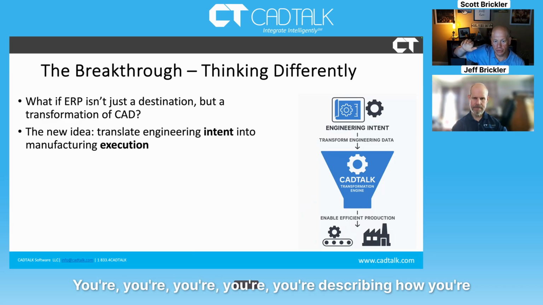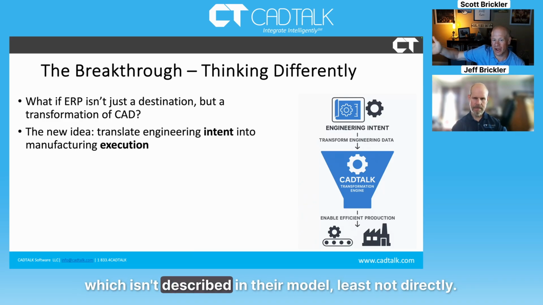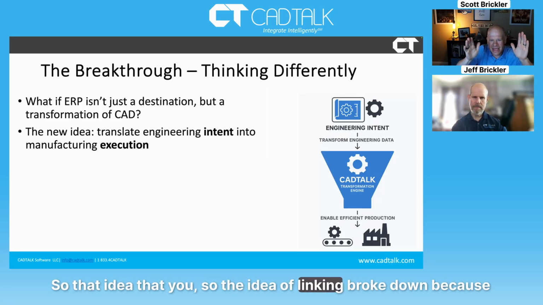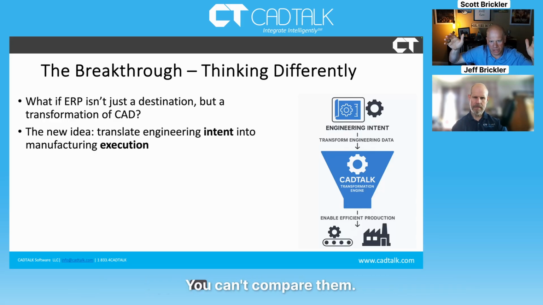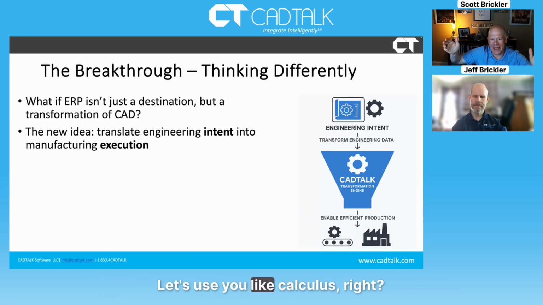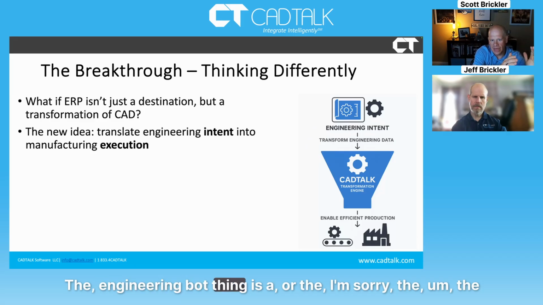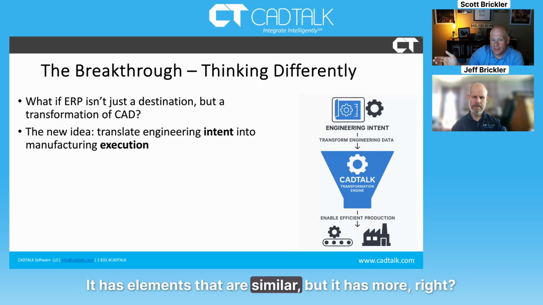You're describing how you're going to do their intent with the M-BOM, which isn't described in their model, at least not directly. So the idea of linking broke down, because you're assuming they're apples to apples. They're apples and oranges. You can't compare them. They're two different things. I think of it more like a derivation or a derivative, like in calculus. The manufacturing BOM is a derivative of the engineering BOM. It has elements that are similar, but it has more.